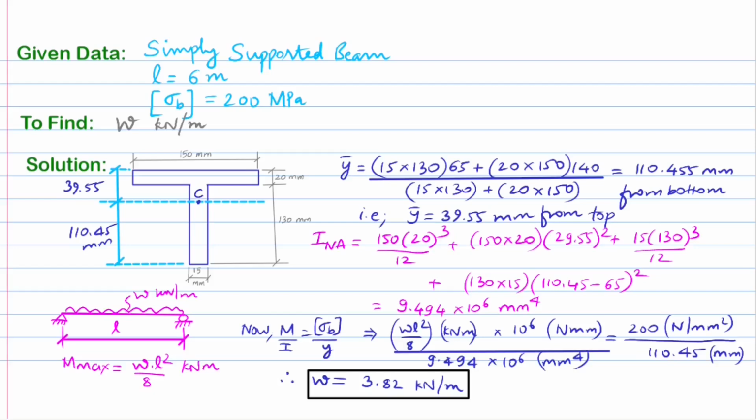may lead to a greater value of W kN per meter compared to 3.82 kN per meter, which when applied on the beam may cause induced bending tensile stress at bottom layers exceeding the permissible stress of 200 megapascals, which would be unsafe.